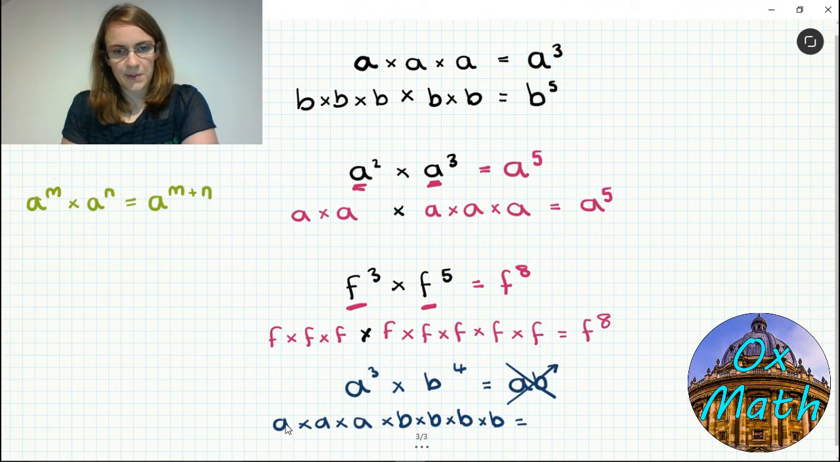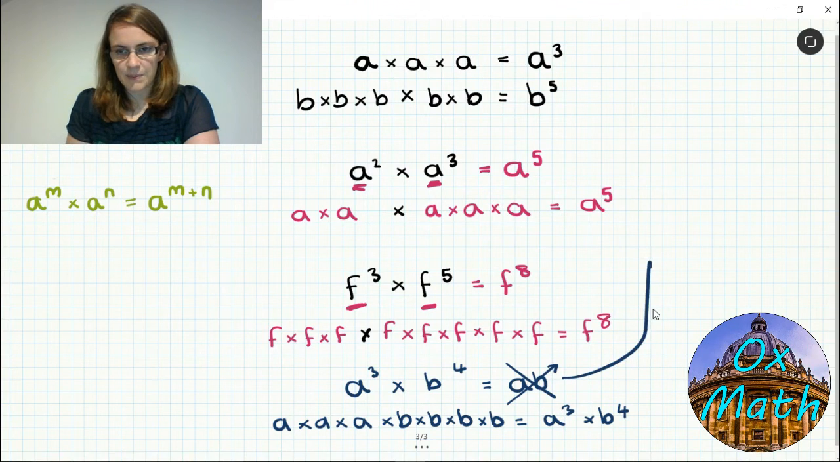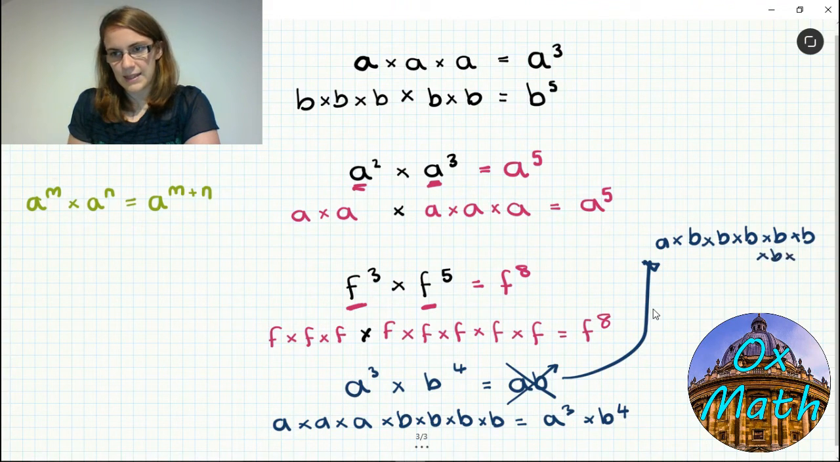So actually, if we look at that, all we can say is that we've got a cubed times b to the power 4. We cannot simplify this down. A times b to the power 7, what we had here, would actually mean a times b 7 times. The 7, the power, is just with the b, so that would mean we have a times b 7 times. So 1, 2, 3, 4, 5, 6, 7. Clearly not the same as a cubed times b to the power 4.